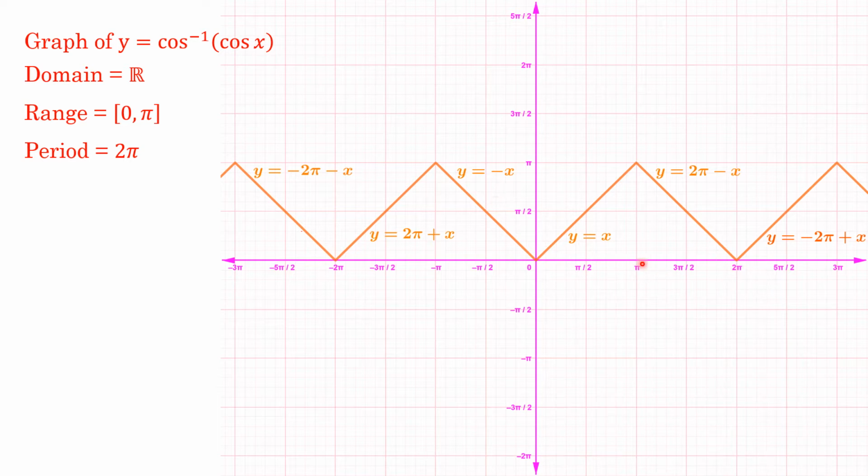then you can try some values here. You see, if we take for the next branch y is equal to cos inverse of cos of pi, then cos pi is simply -1, and cos inverse of -1 is again pi. So our point is (pi, pi). You see here, this point is pi and this is pi.